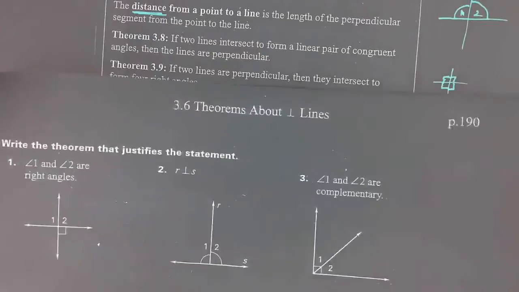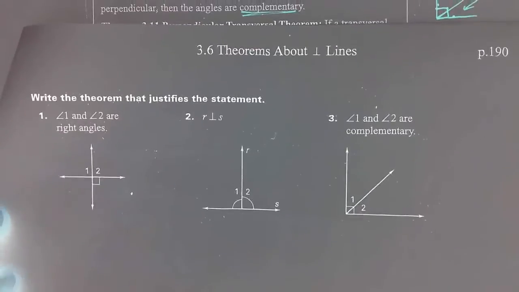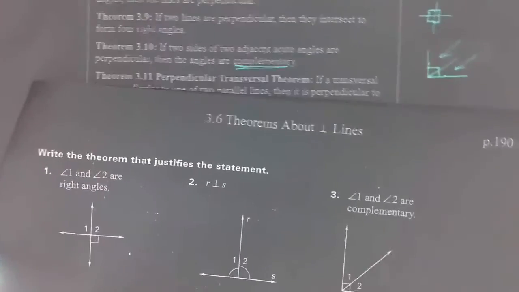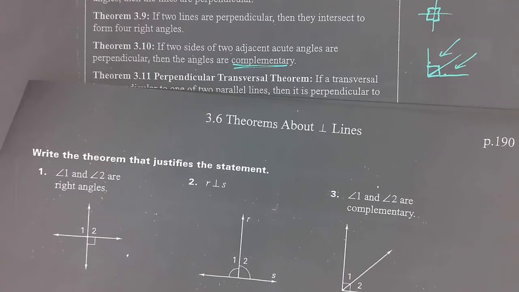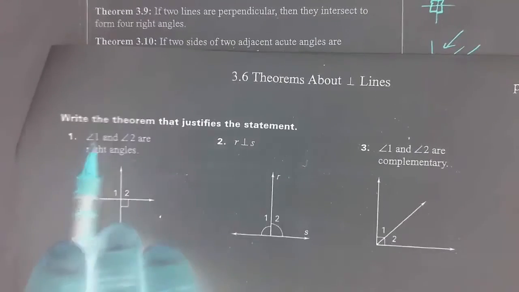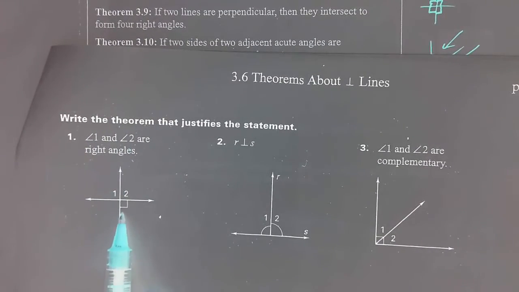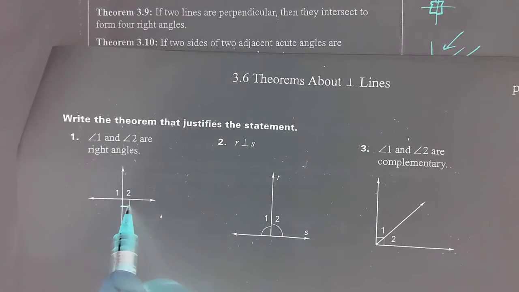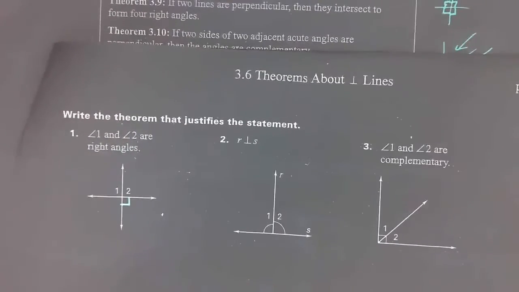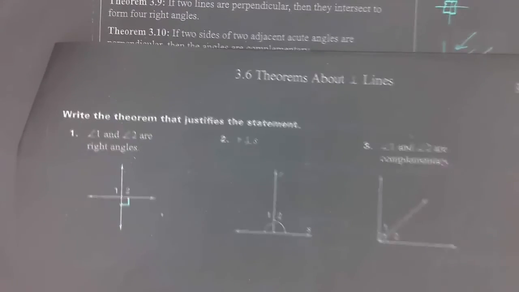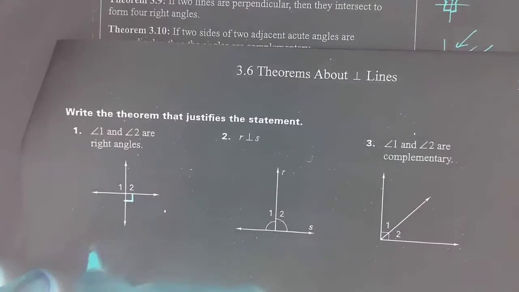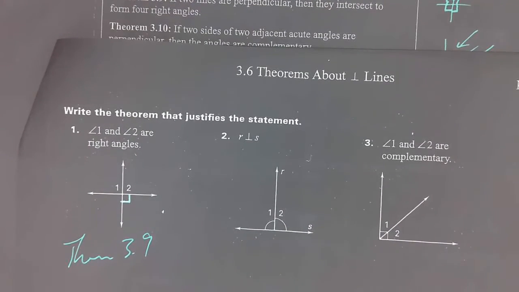So now go to this paper and let's look at number 1 and figure out which theorem they're illustrating here. It says, write the theorem that justifies the statement. Angle 1 and angle 2 are right angles based on what I was given in this diagram. They started me out with this right angle right here. How do I know that both 1 and 2 are also right angles? Yeah, that was what theorem 3.9 says. It's going to make all 4 of them right angles. Good.